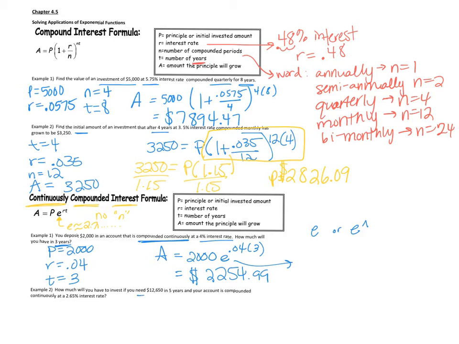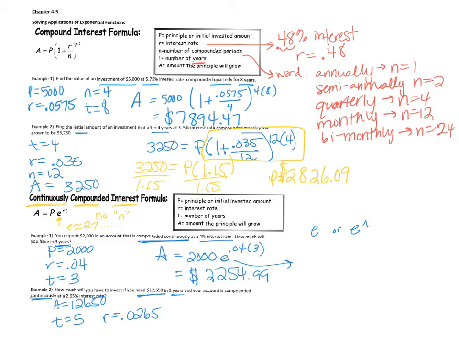I'm going to need in the end 12,650. So that's going to actually be my final amount. It's going to represent my A. I have 5 years, so that T is going to be 5. It's compounded continuously, so that just means that I get to use this formula. And my rate is going to be 0.0265. All right, so we are looking for our principal amount.